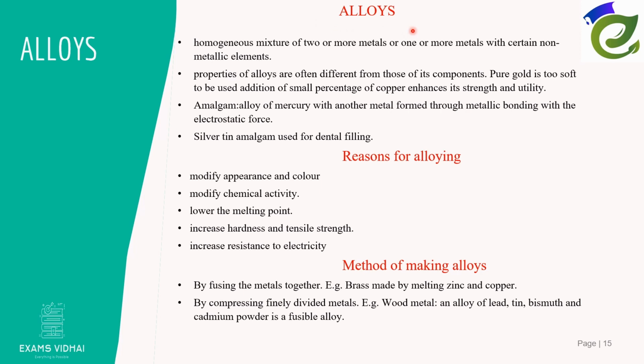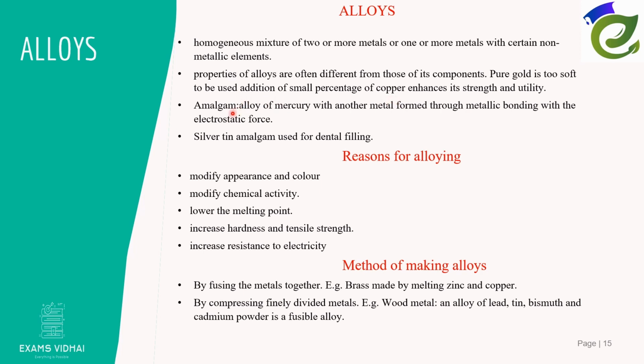Now we will see about alloys. Alloys are a homogeneous mixture of two or more metals, or one or more metals with certain non-metallic elements. The properties of alloys are often different from those of their components, such as pure gold is too soft to be used, so the addition of some percentage of copper enhances its strength and utility.